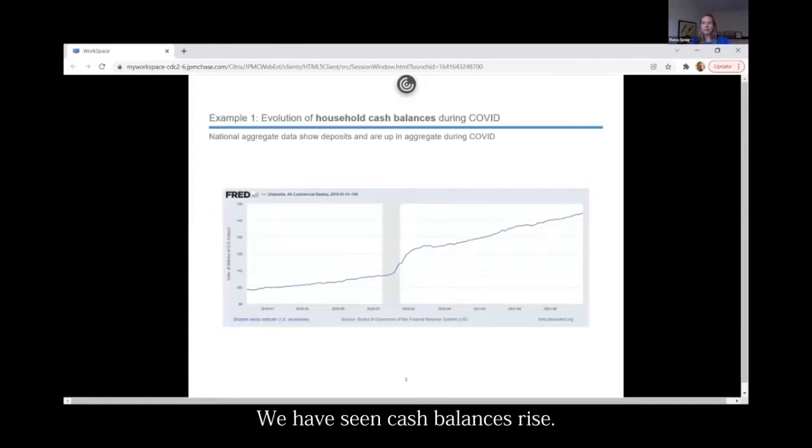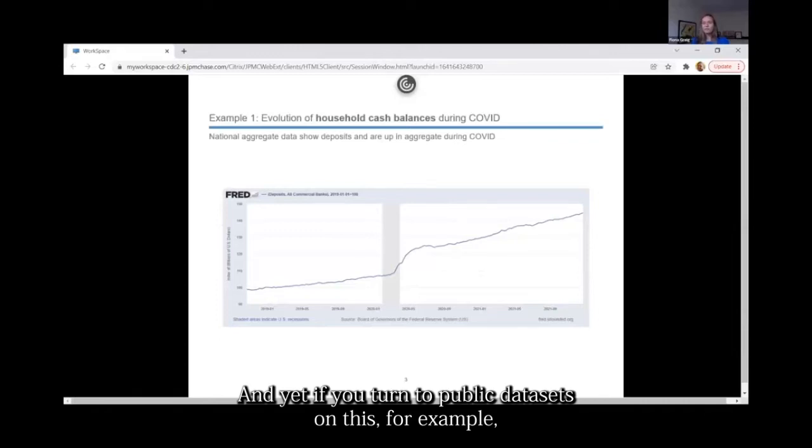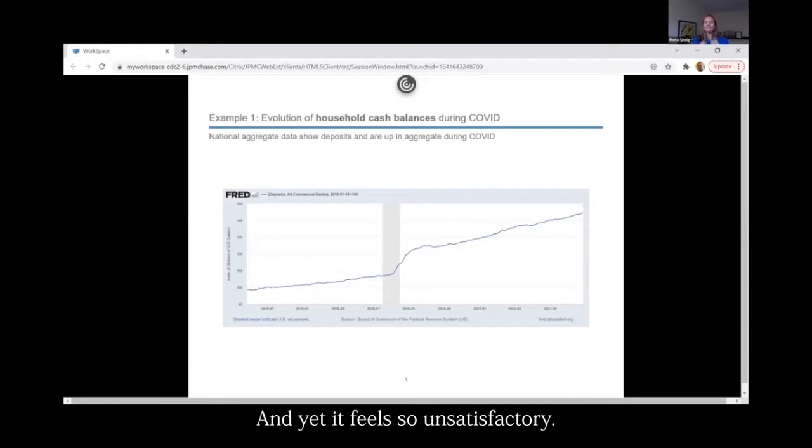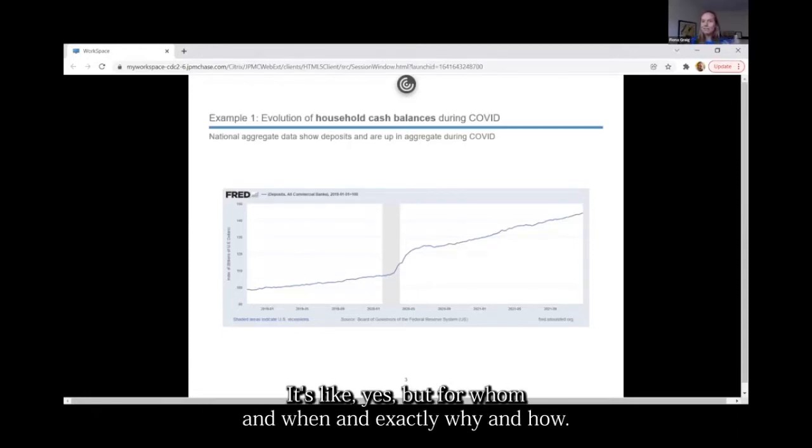We have seen cash balances rise. And yet, if you turn to public data sets on this, for example, deposits in all commercial banks, you will see evidence of this. And yet it feels so unsatisfactory. It's like, yes, but for whom and when and exactly why and how.